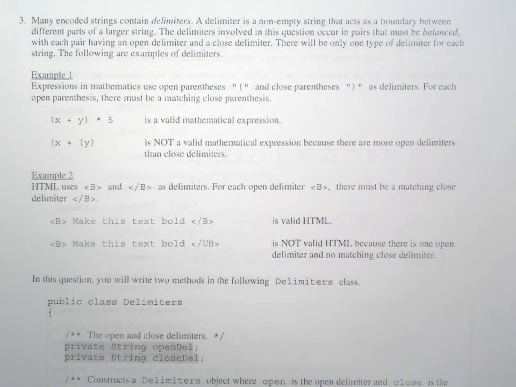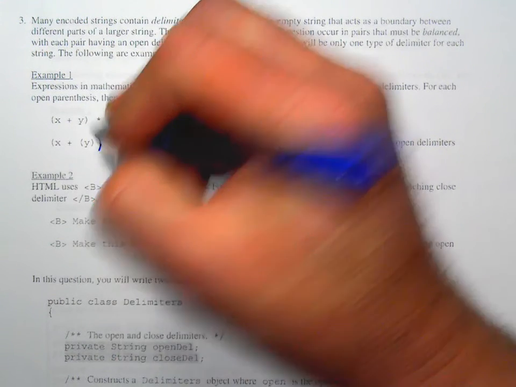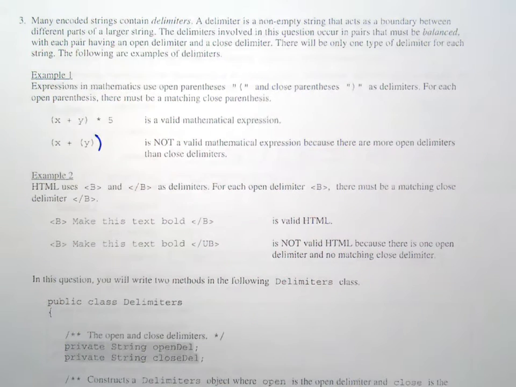The following are examples of delimiters. Expressions in mathematics use open parentheses and closed parentheses as delimiters. For each open parenthesis, there must be a matching closed parenthesis. So x plus 5 in parentheses times 5 is valid, but x plus open parenthesis y is not because it doesn't have a closing parenthesis. That's just an example in the mathematical world of these things that break up our mathematical expressions, but have to have closing matching things.